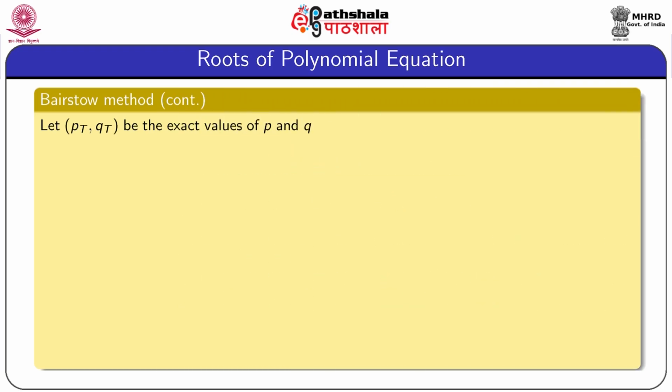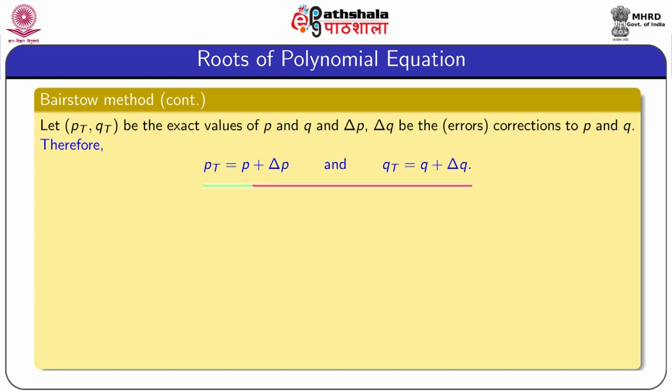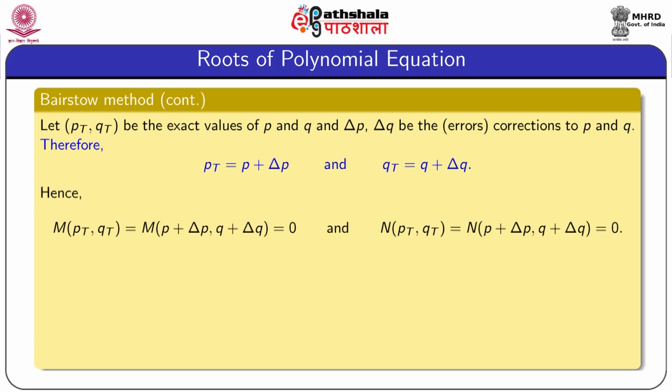Let pt and qt be the exact values of p and q, and delta p and delta q are the corrections to p and q. Therefore, pt equals p plus delta p. P is the approximate value, delta p is the correction or error. Therefore, the exact or true value of p is pt, which is equal to p plus delta p, and similarly qt equals q plus delta q. Hence, our aim is to find the values of delta p and delta q such that m of (pt, qt), which is equal to m of (p plus delta p, q plus delta q), equals 0, and similarly n of (pt, qt) equals 0.